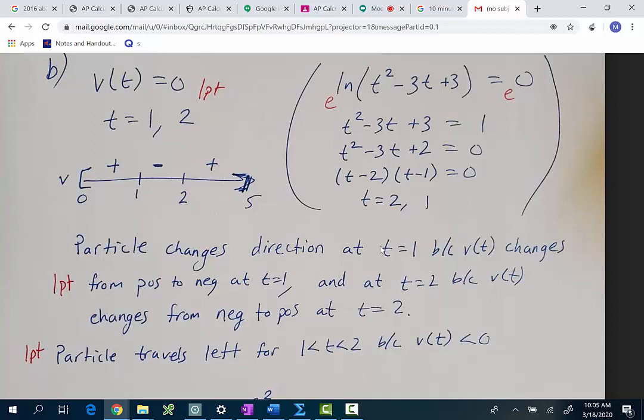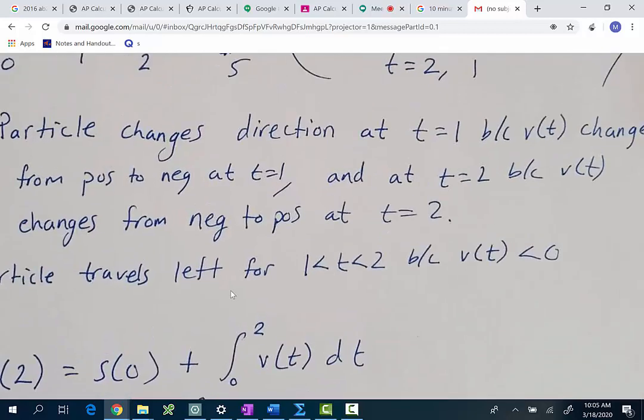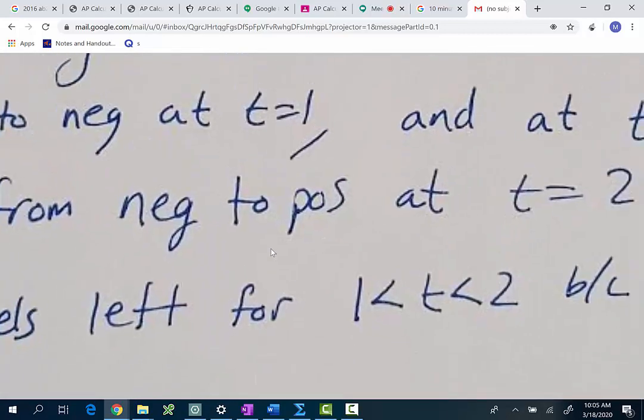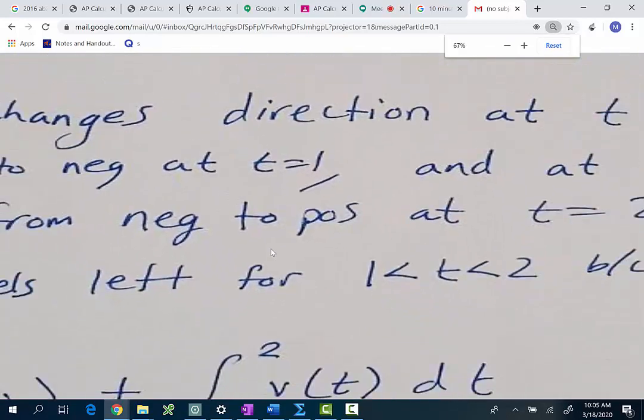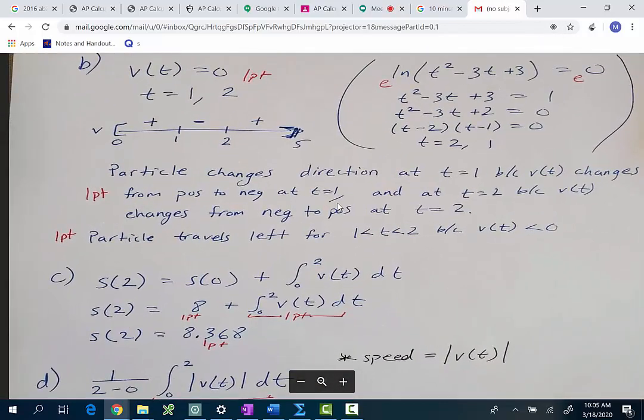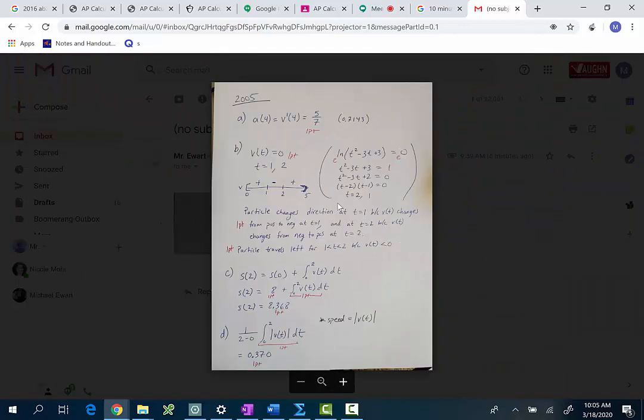It changes direction at time 1 because velocity changed from positive to negative at 1, and at time 2 because velocity changes from negative to positive at 2. And then it wants to know where this is traveling to the left. So it's traveling to the left between 1 and 2 because that's where v of t was less than 0.